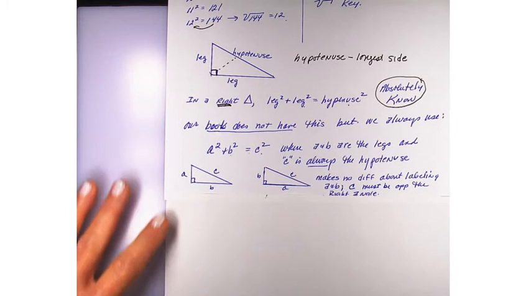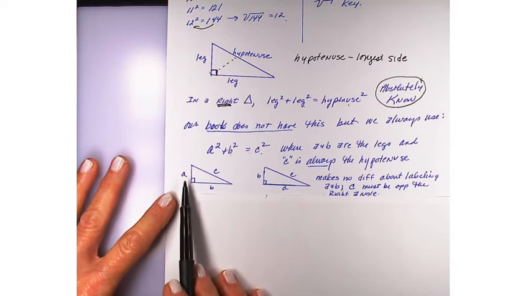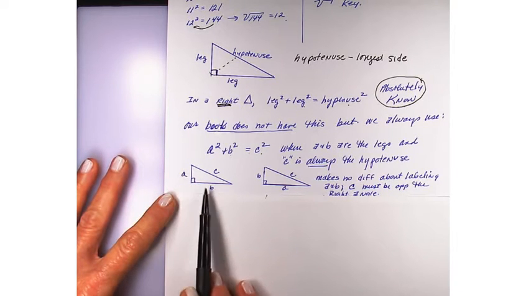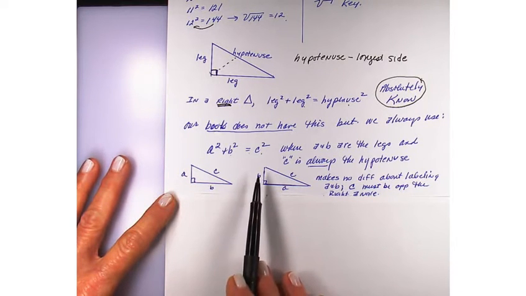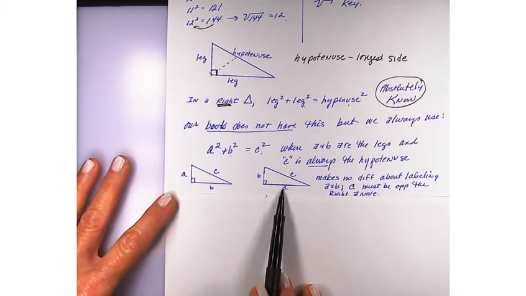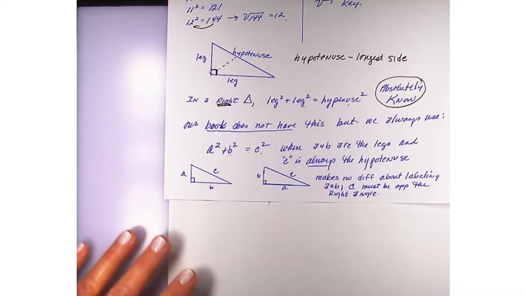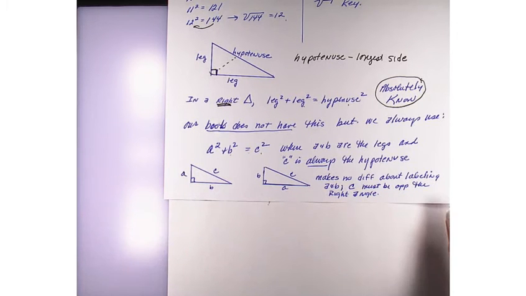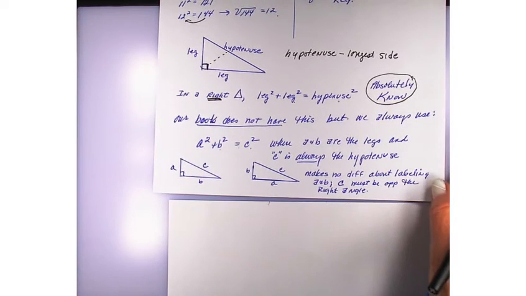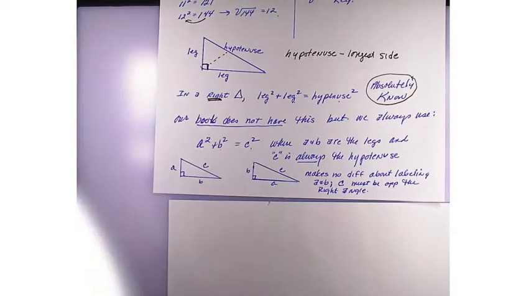It makes no difference if you label your triangle A and B or if you label it B and A. Absolutely no difference at all. But the C has to be opposite the right angle there. So this is one thing that we use all of the time.